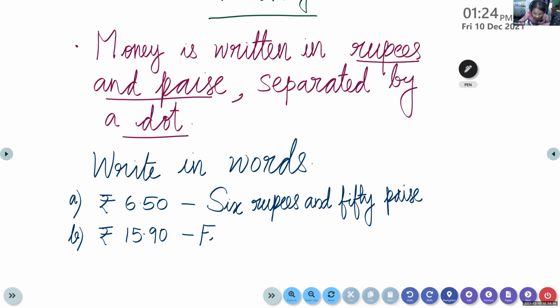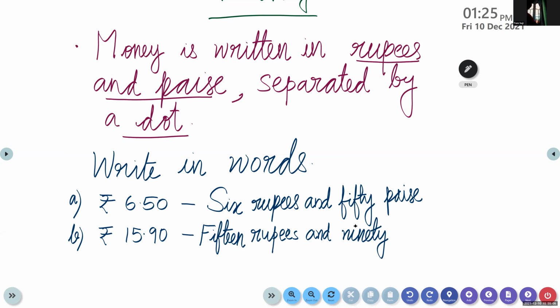15. 90 paisa. Fifteen rupees. Then how many paisa? 90 paisa. Mother, 90 rupees. 95 rupees. Which rupees? From where is it 95? 90 rupees. Okay, 15 rupees and 90 paise.